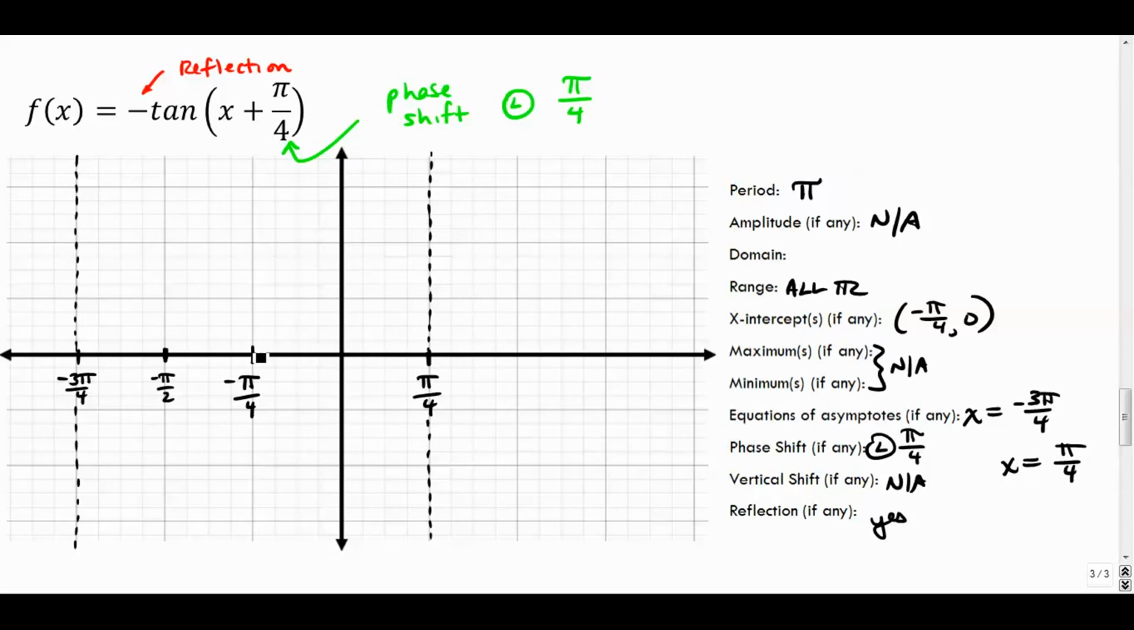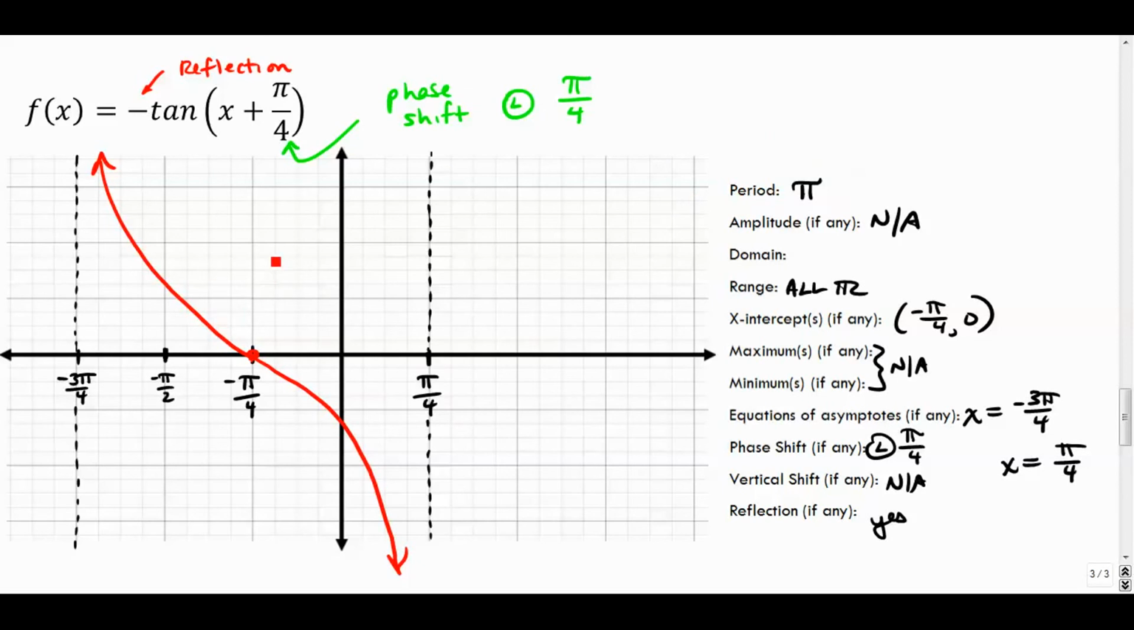So my graph, I'll draw it in red, is going to be centered here because we moved left pi over 4, and I know that it normally started at 0. So if I move left pi over 4, there it is. There's my new x-intercept. And it's going to be reflected, so it's going to look something along these lines. Something like that.